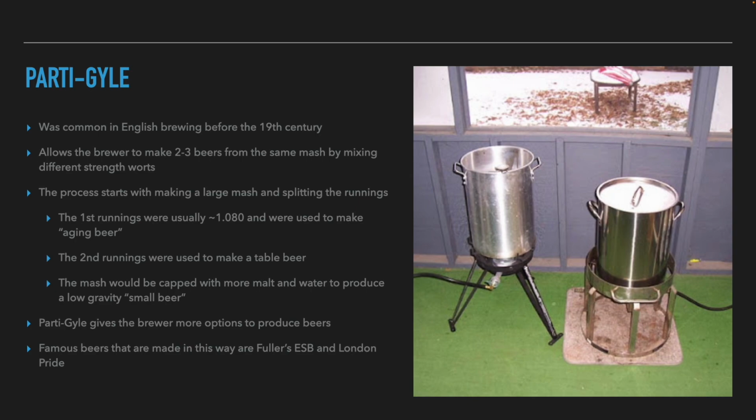The second runnings were used to make a table beer. Then the mash was capped with more malts and water to produce a small beer. As we can see, this method gives the brewer more options to produce beers. Famous beers that are made this way are Fuller's ESB and London Pride as the smaller beer.